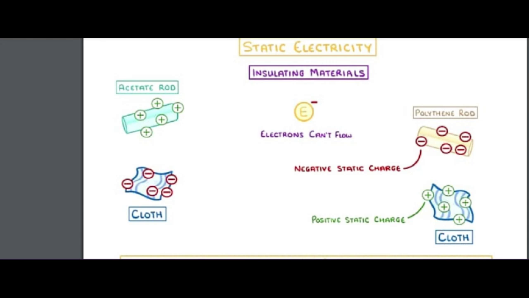So the concept of materials involved: for example, if we take a similar cloth and use it to rub, the electrons would get rubbed off, and this is the whole idea. Now we have to do this for the insulating material, where the electrons can't flow. This is a polythene rod, with negative static charge.